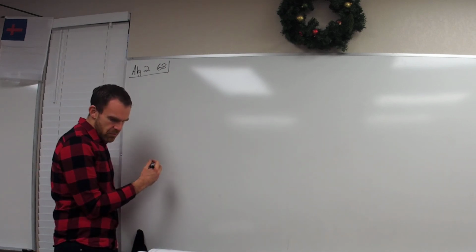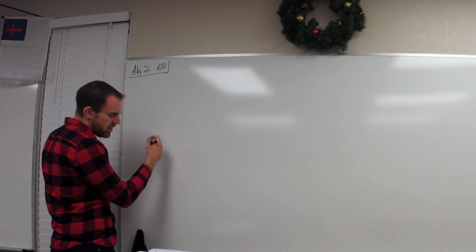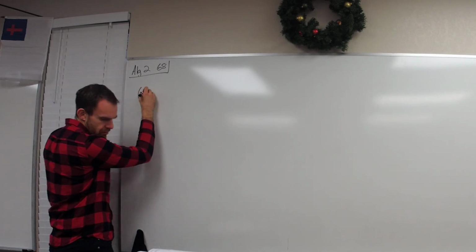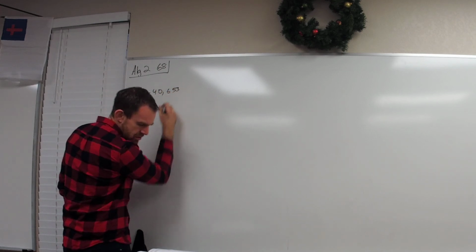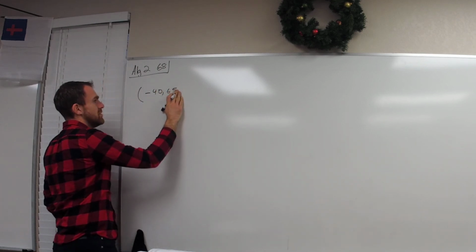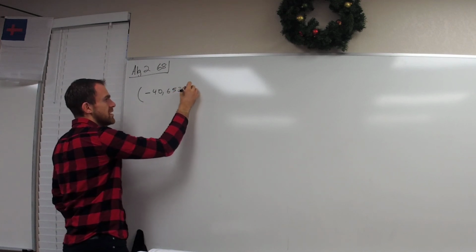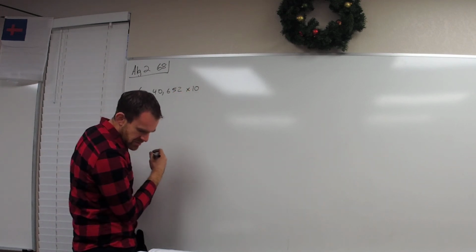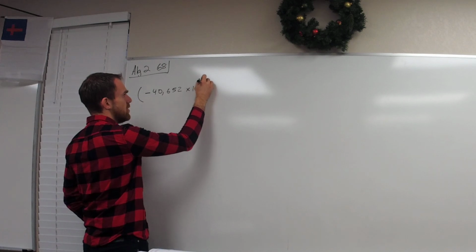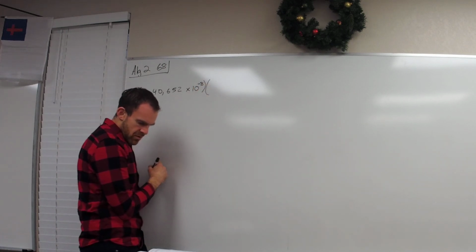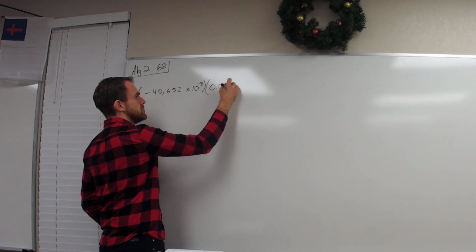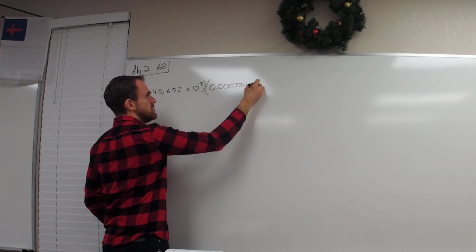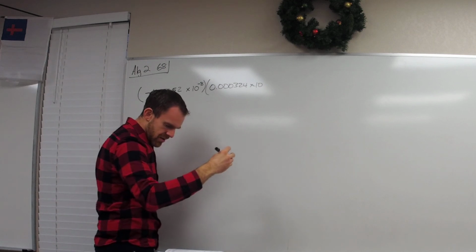So let's go to our first problem, which is the following. We are going to simplify negative 40,652, I wrote 3, but I said 2, times 10 to the negative 8, times 0.000324 times 10 to the 15th.